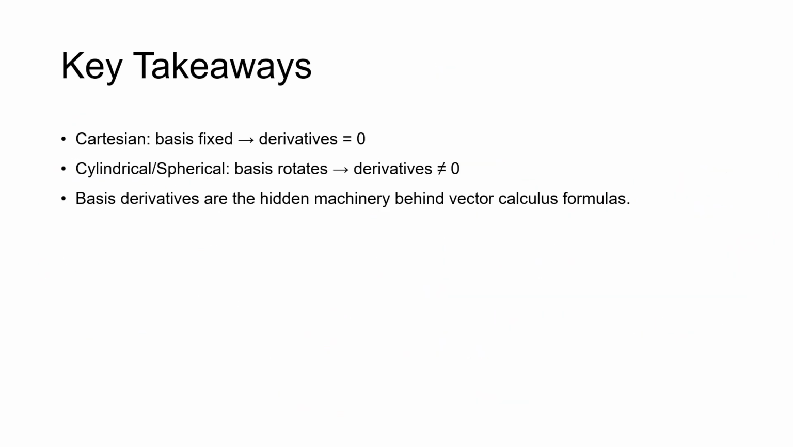Now we are with the takeaways. In the Cartesian coordinate system, we cannot find any derivative of the unit vectors, but if you move to cylindrical and spherical coordinates, because we have rotation and angles, we find that we have some derivatives. I mean, not every derivative is equal to 0. It's actually very important in quantities like divergence and curl, and in general in vector calculus.